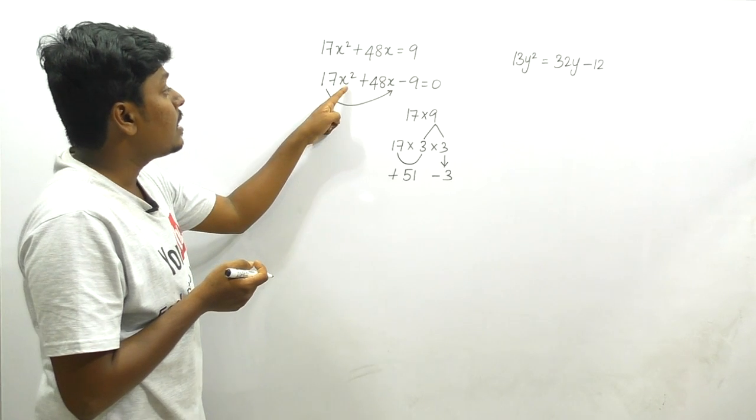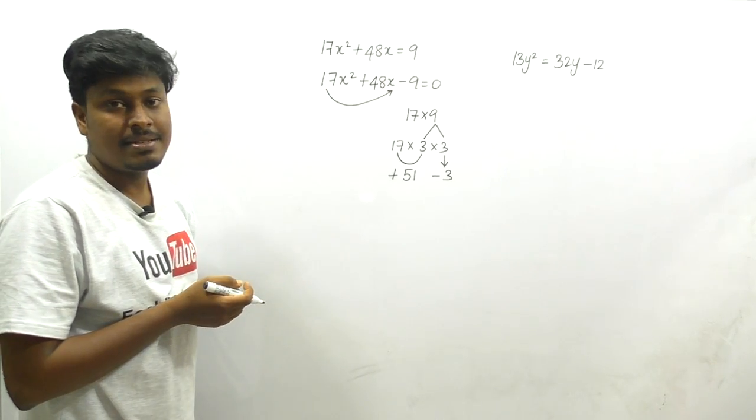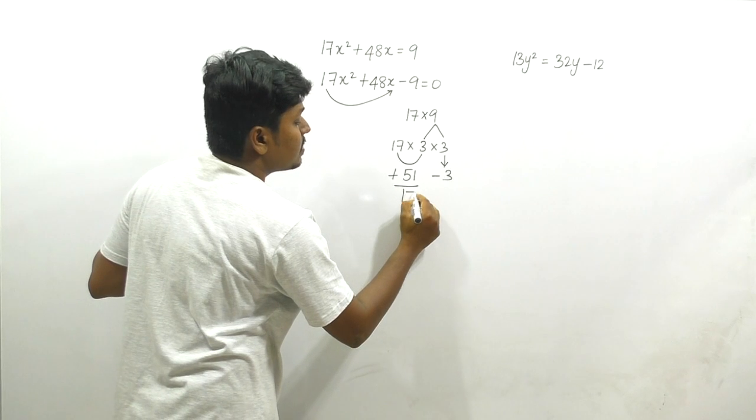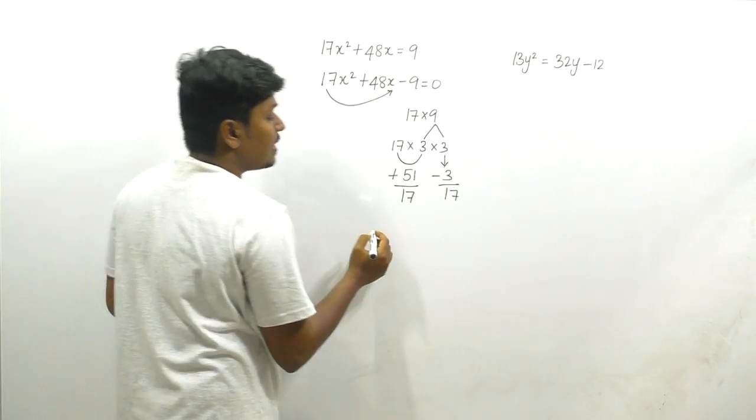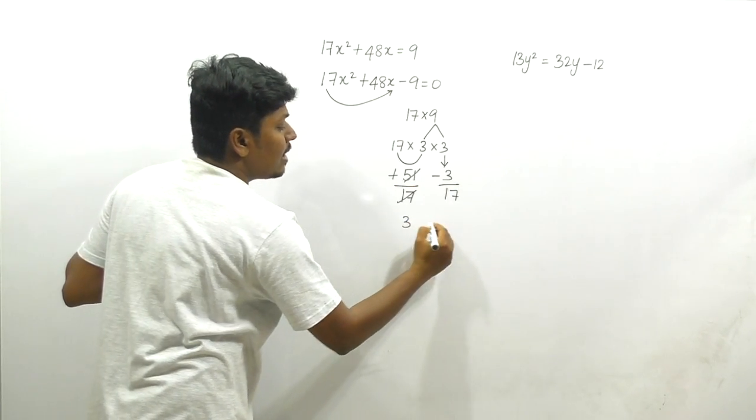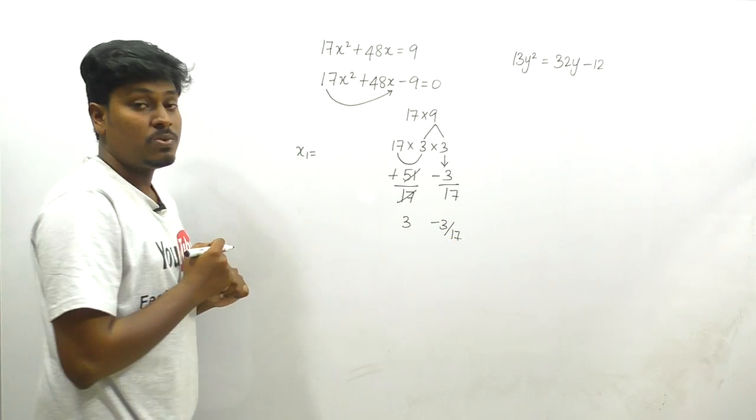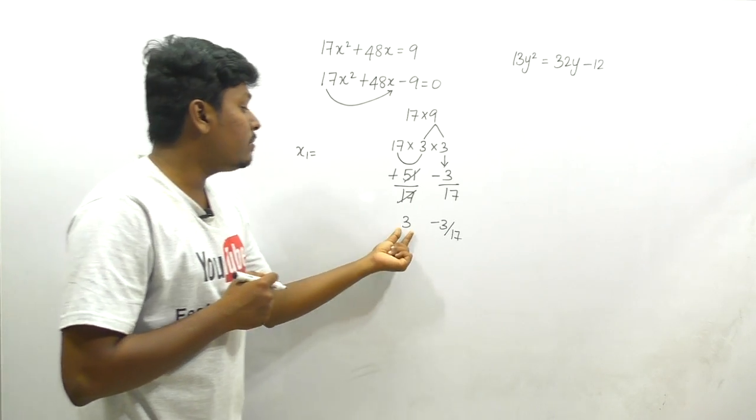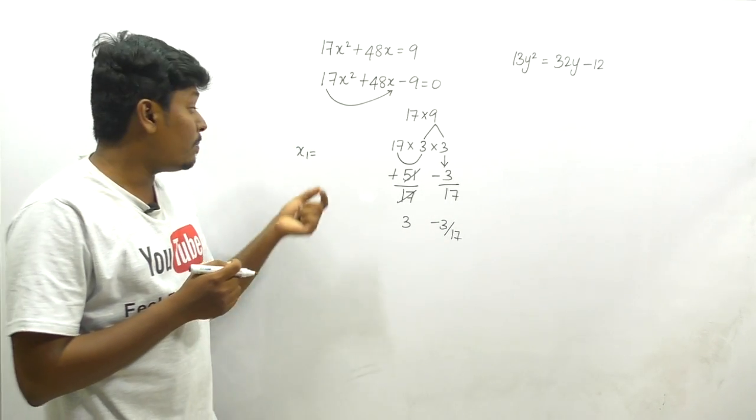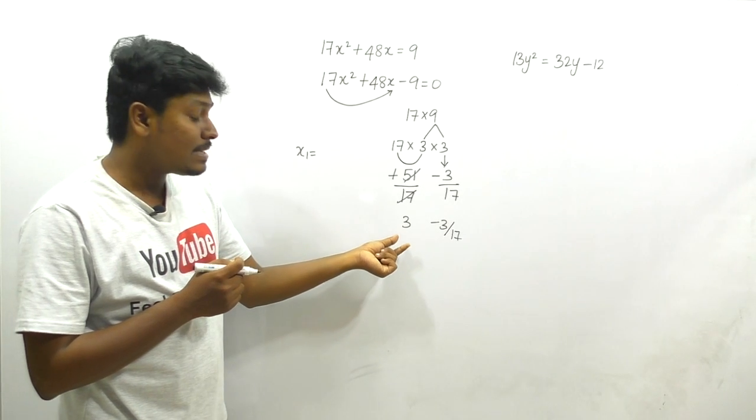But remember friends, before x square we have a constant 17. So let me divide by 17. So divide by 17, divide by 17, where this can be written as 3 and 3 divided by 17. Friends, always remember, this is where most of the students will make a mistake: they keep these two numbers as factors. But don't take this as a factor.